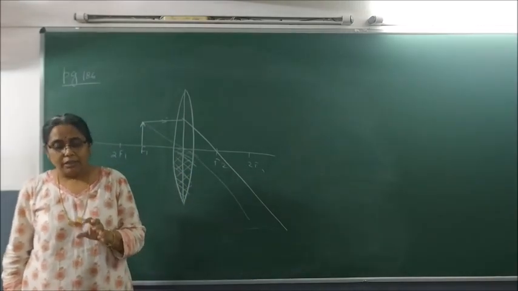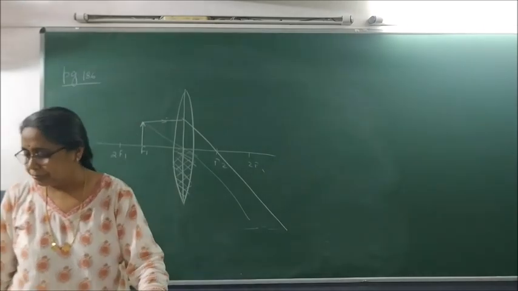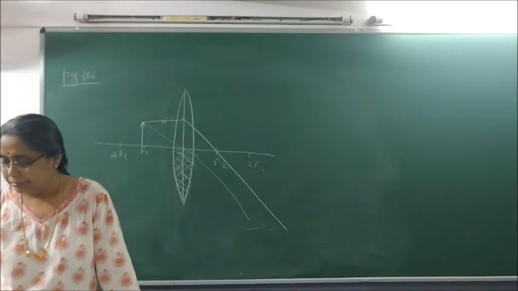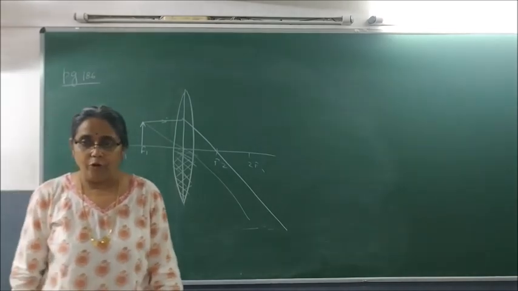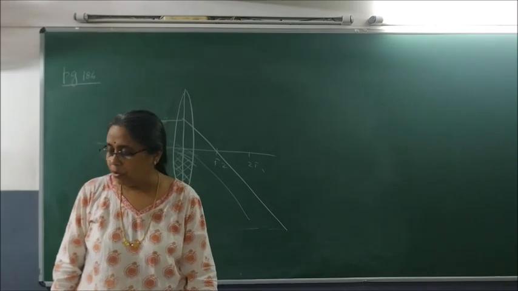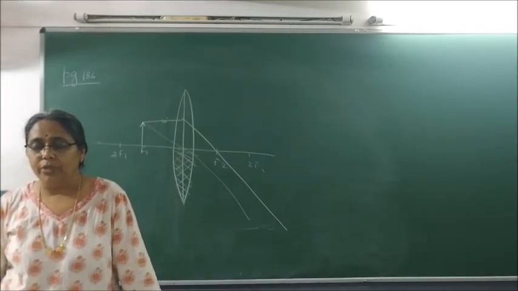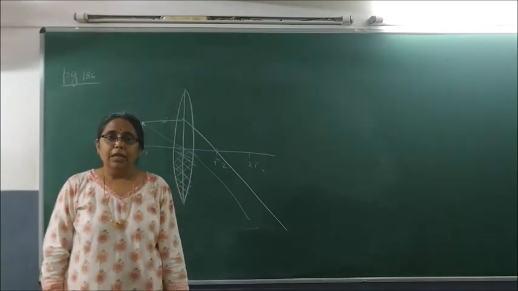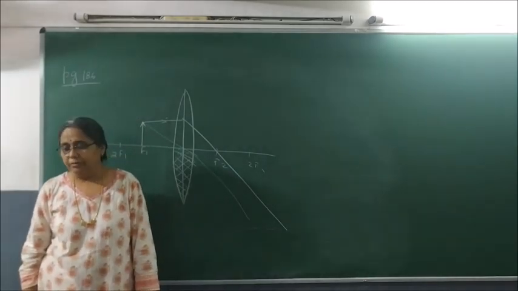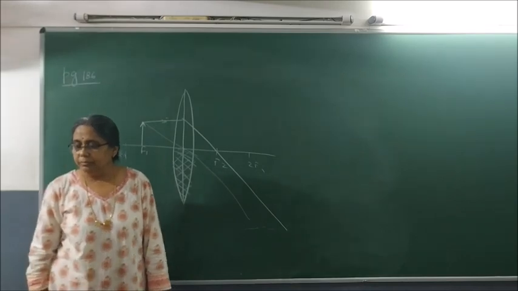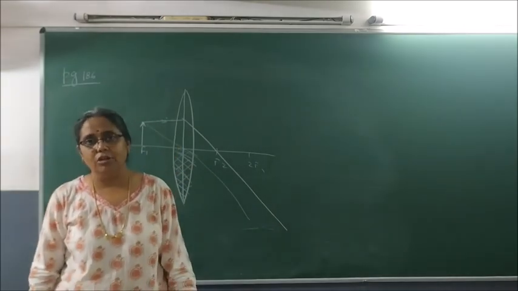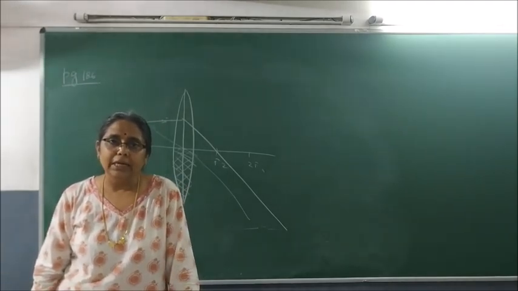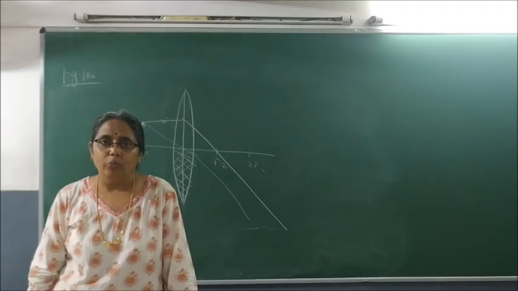So please write, the image will be formed even when one half of the convex lens is covered with black paper, but the intensity of the image will be less.